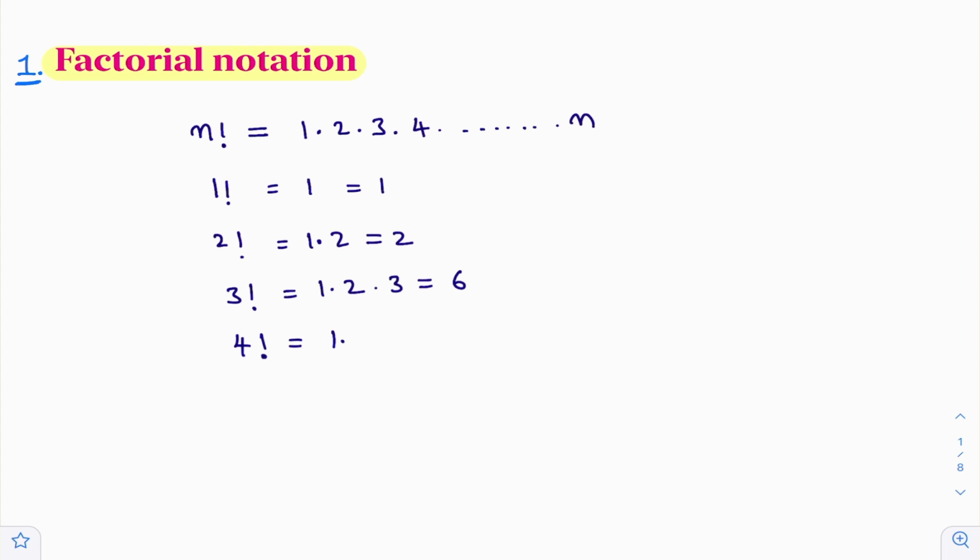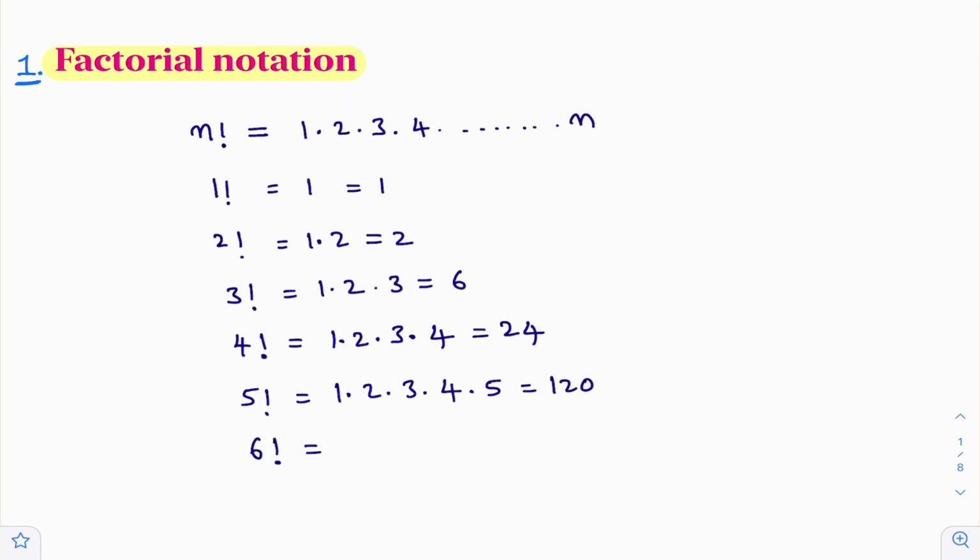4 factorial is product of first 4 natural numbers: 1, 2, 3, 4. 2 3s are 6, 6 4s are 24. Better remember that 4 factorial, directly you need to say 24. Better memorize these things. 5 factorial is product of first 5 natural numbers, 1 into 2 into 3 into 4 into 5, that equals 120.